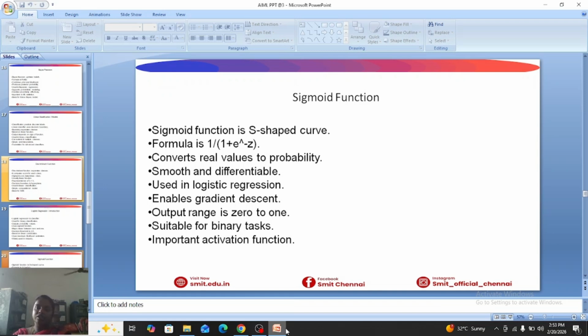Why do we need to use the sigmoid? Because it converts linear output into probability, suitable for binary classification, easy to compute derivative, works well with gradient descent. Applications where we use the sigmoid function are logistic regression, neural networks, binary classification problems, and probability modeling.